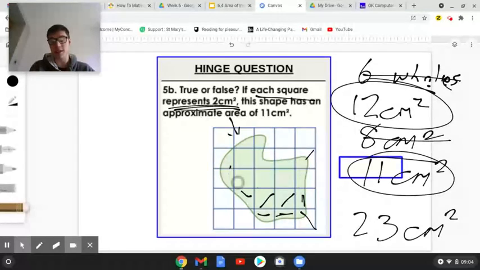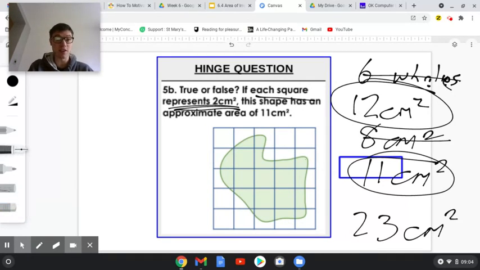If you get 11 centimetres squared, then you've forgotten that each square is worth 2 centimetres squared. It can be nowhere near 11 centimetres squared because if each square is 2, you've got 2, 4, 6, 8, 10, 12. And you've still got all the extra squares to go. Okay? So just use your best judgment, okay?